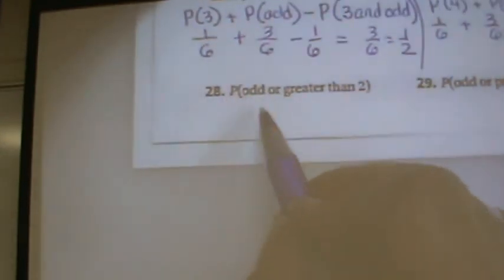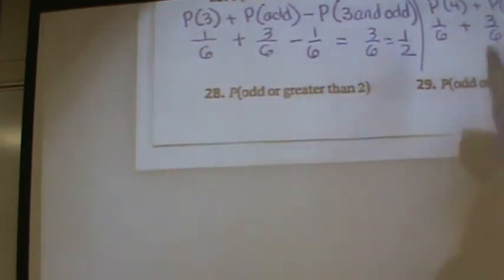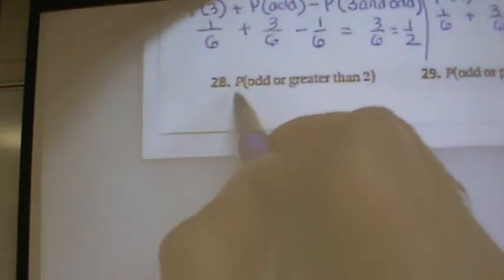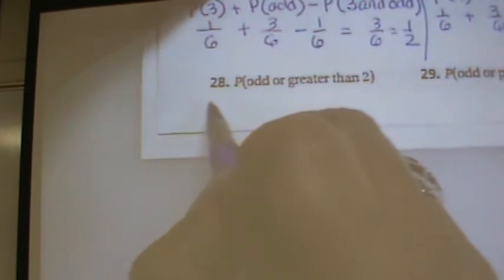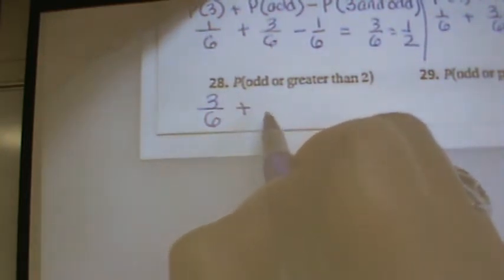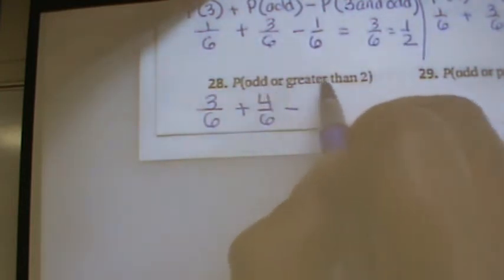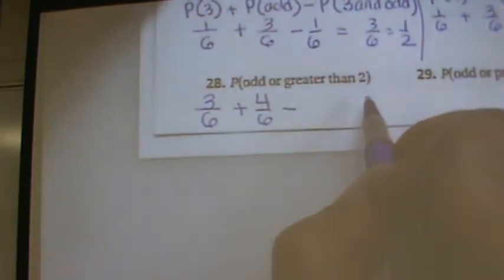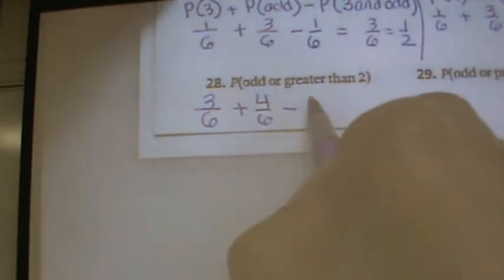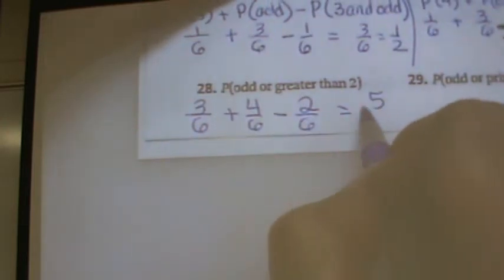Okay, try the next one. 28. What's the probability of an odd or greater than 2? Now, these are not mutually exclusive because you can be odd and you can be greater than 2. So what's the probability of an odd number? How many odd numbers are there on a die? 3. How many numbers are greater than 2? 4. 3, 4, 5, 6, there's 4. And how many are odd and greater than 2? So there's 3 and 5, so 2. So what's this answer? 5/6.